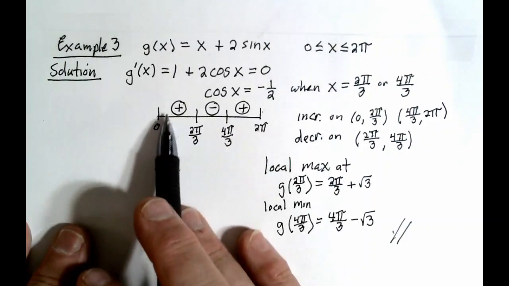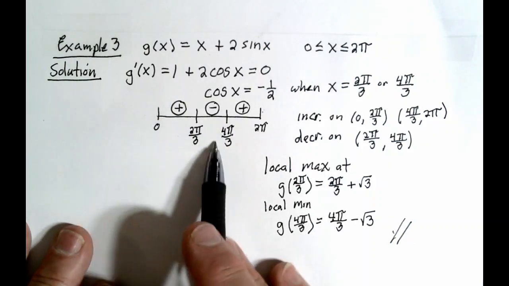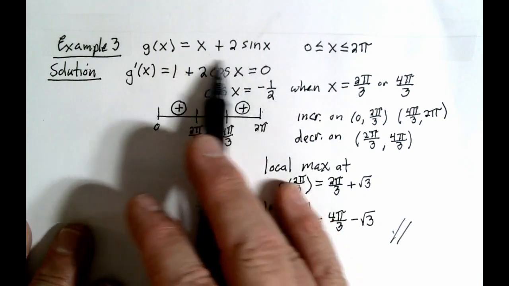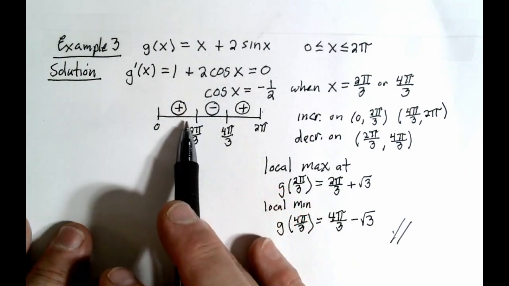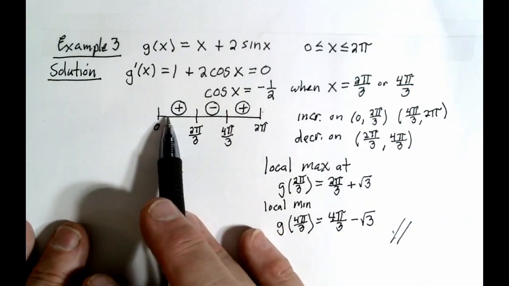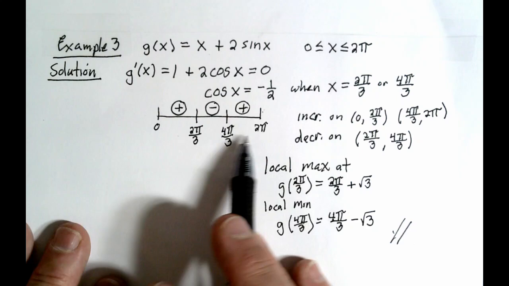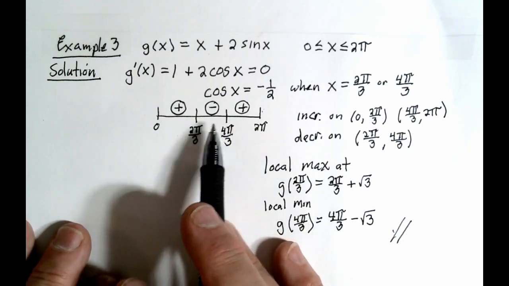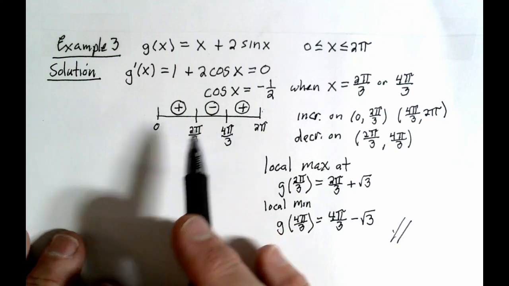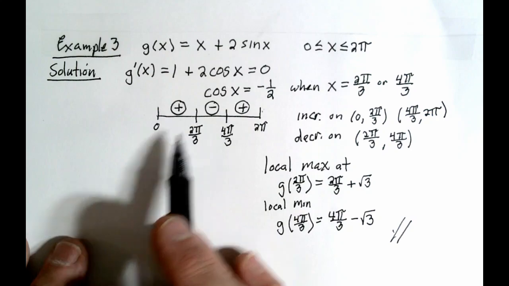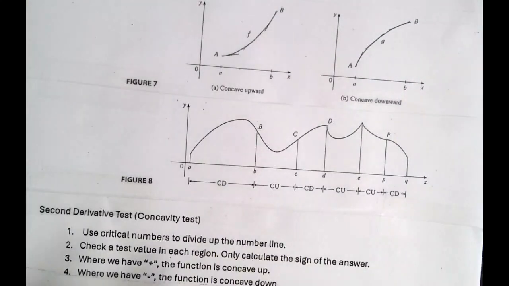Divide up our number line, and we check something like pi over 3, pi, and maybe 5 pi over 3. And you plug it into here, and see what sign you get. Well, you end up getting positive, negative, positive. So we know it's increasing from 0 to 2 pi over 3, increasing from 4 pi over 3 to 2 pi, and we know it's decreasing from 2 pi over 3 to 4 pi over 3. We also know we have a local max and a local min at each of these successive points there.